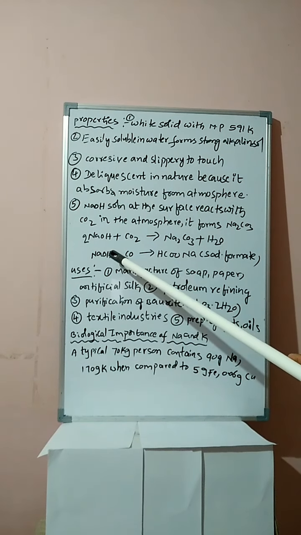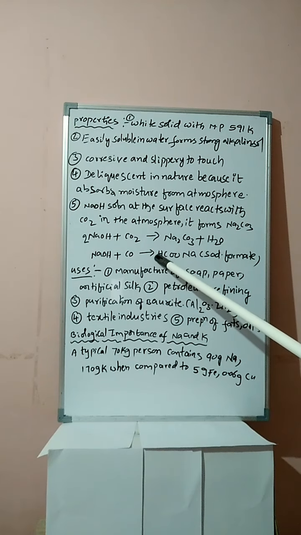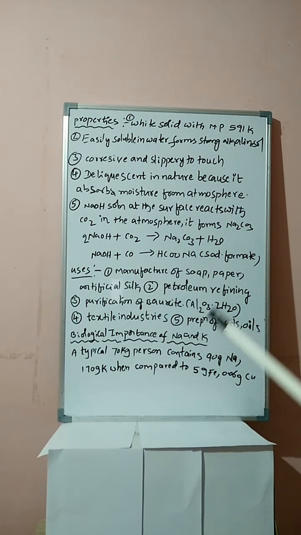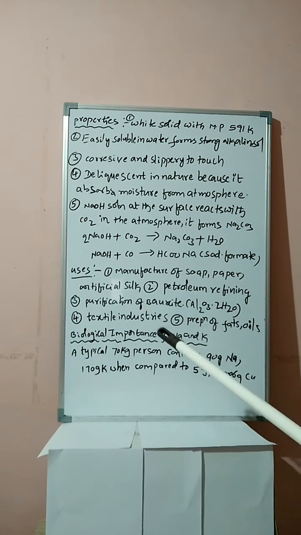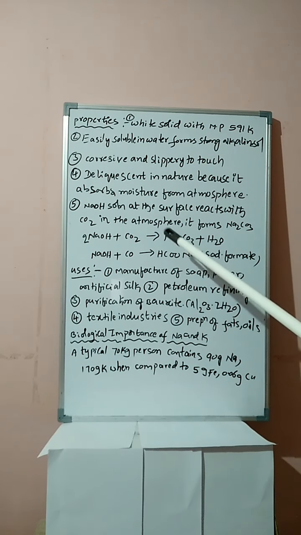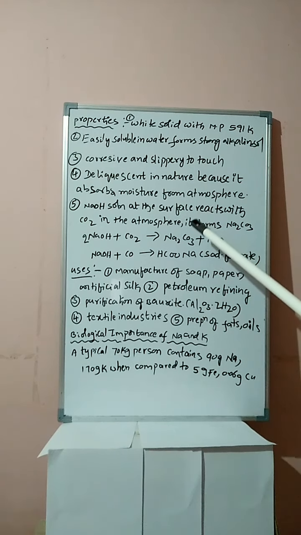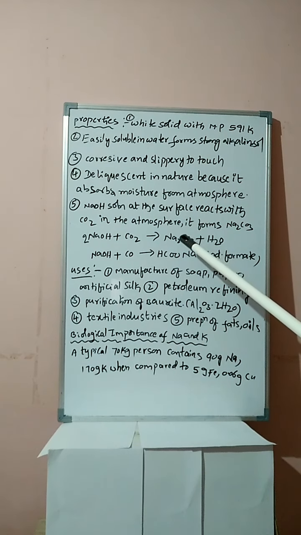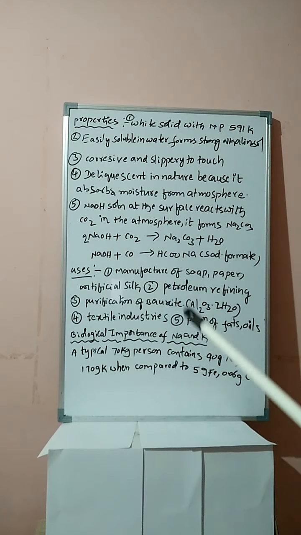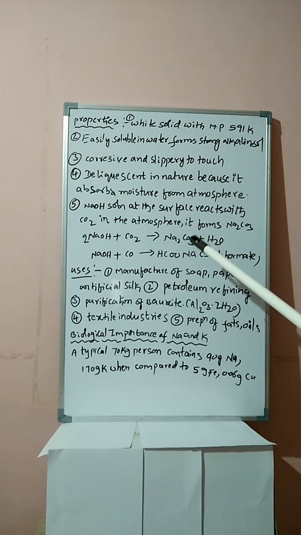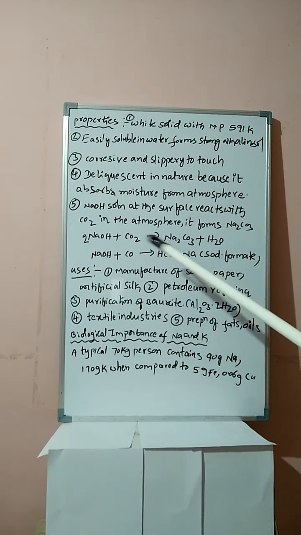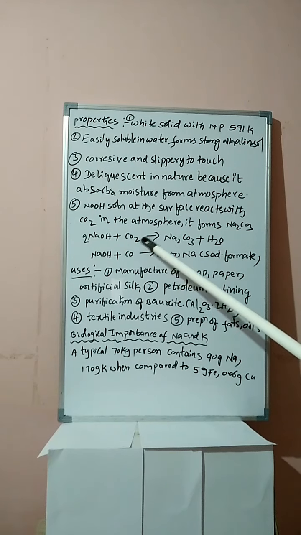Similarly, sodium hydroxide reacts with carbon monoxide to form sodium formate, HCOONa. Very important point, students. From the examination point of view, the twisted question is like this: what is the product formed on the surface of the beaker which contains aqueous NaCl solution? Generally, on the surface of the beaker, carbon dioxide gas will be present. The carbon dioxide reacts with sodium hydroxide to form sodium carbonate and water.